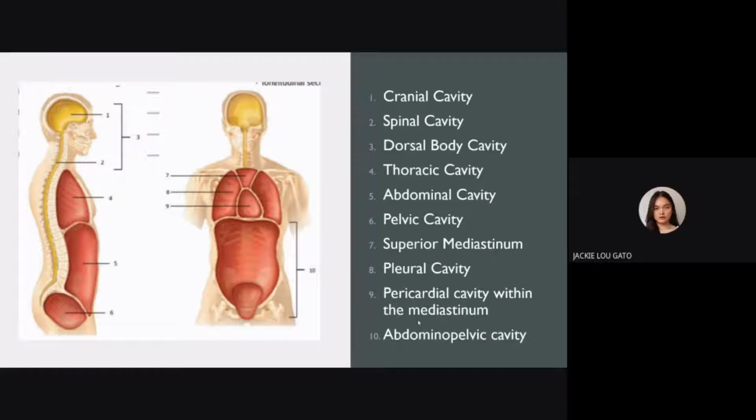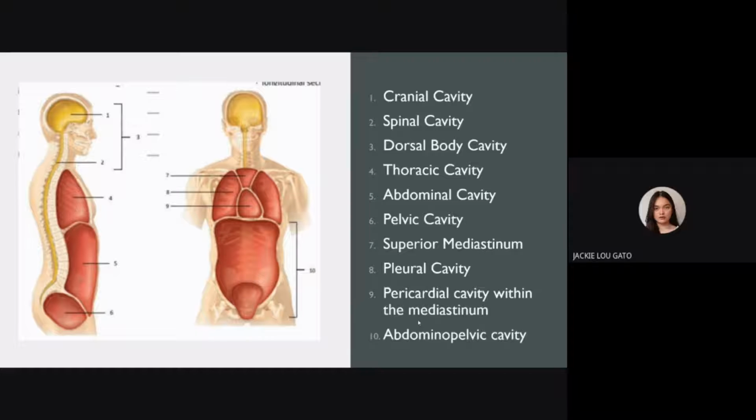So for the last part of B, which is the body cavities, our first answer is cranial cavity, which is the space inside the bony skull. It is where our brain is located. Number 2 is the spinal cavity. It extends from the cranial cavity to the end of the spinal cord. It is where our spinal cord is located. Number 3 is dorsal cavity. Dorsal cavity contains organs lying more posterior in the body.